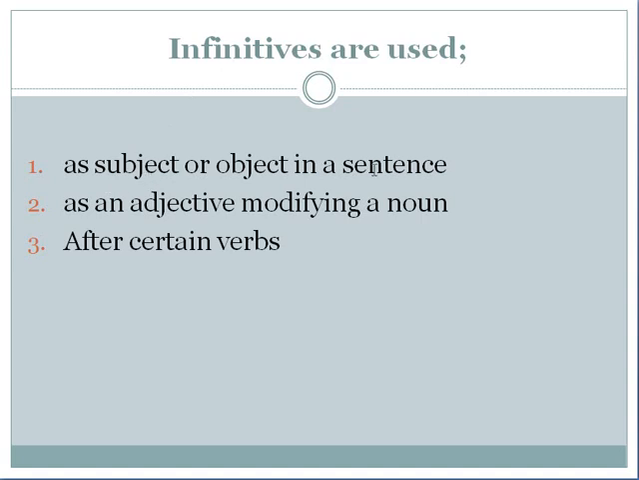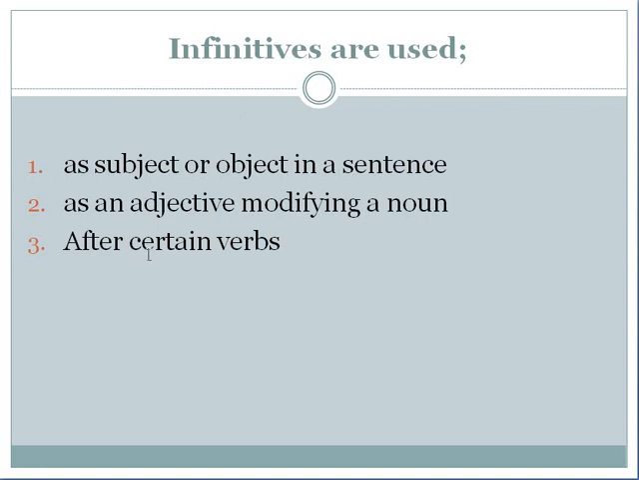As we discussed the uses of gerunds, there were three uses of gerunds. In the same way, there are three uses of infinitives. Infinitives are used as subject or object in a sentence. This is again the same as gerunds, which were used as a subject and as an object. Infinitives are also used as an adjective modifying a noun.